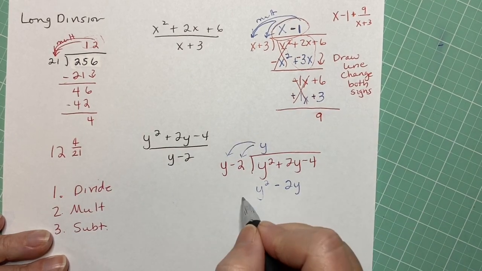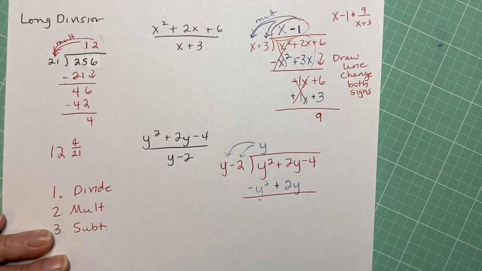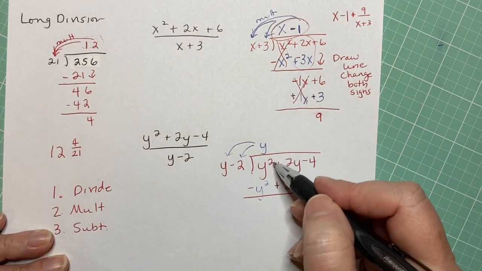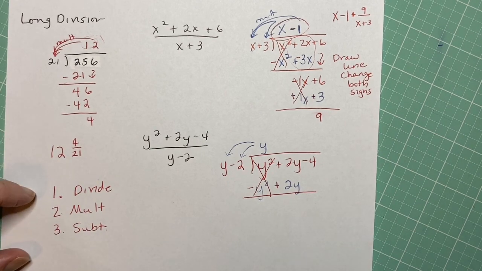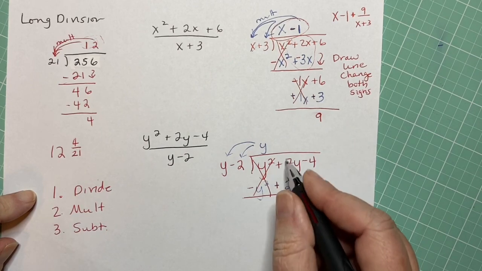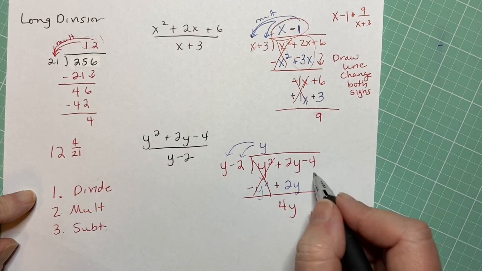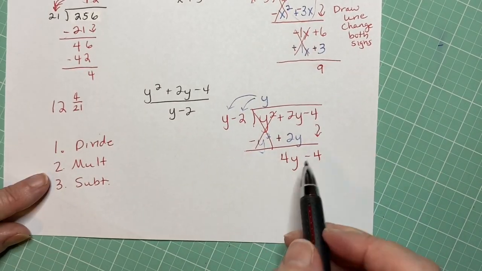Then we're going to subtract. So when you draw the line, change both signs. That's really what subtraction is, which cancels that out. If it doesn't cancel out, you did something wrong. And then 2y plus 2y is 4y. You just do the sign rule there. Bring down the next term. And then do it again.